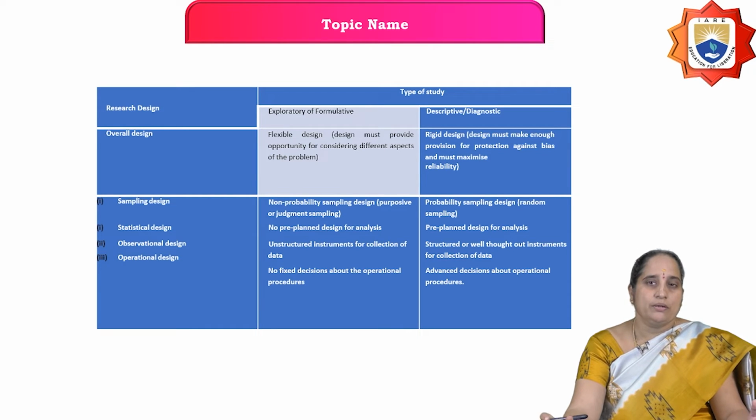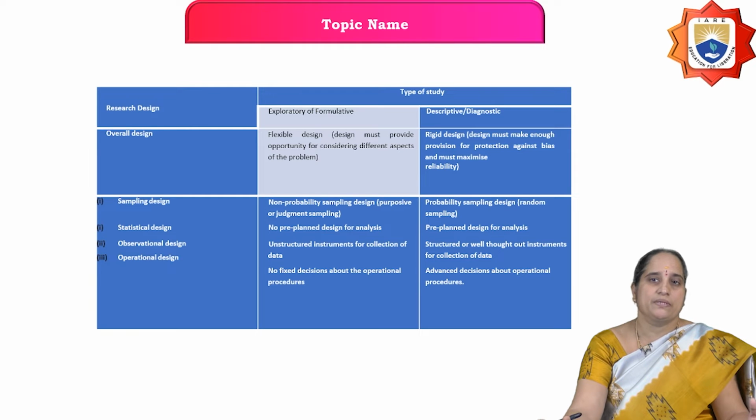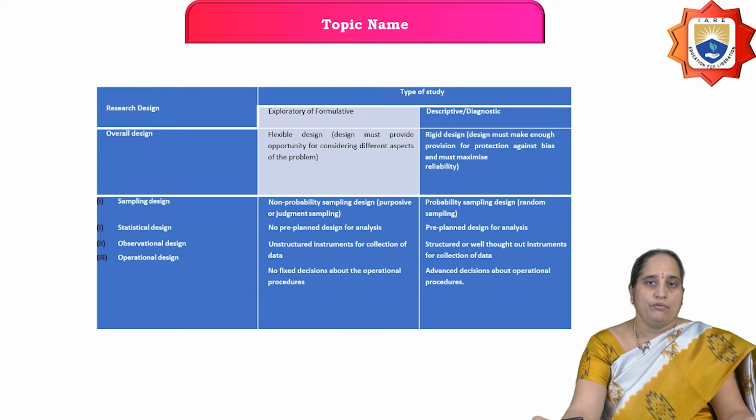So, coming to overall design, in case of exploratory research design, it is always a flexible design. So, what do you mean by flexibility? We are able to study multiple aspects rather than one single aspect. So you can study not only from your perspective, but we also consider other people's opinion. So that is known as exploratory or formulative research studies.